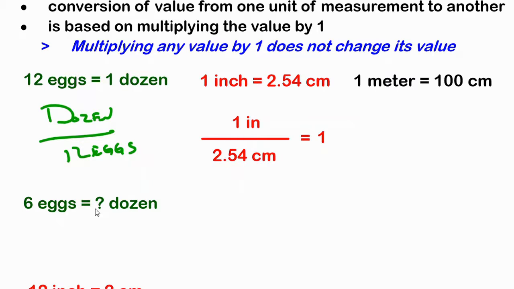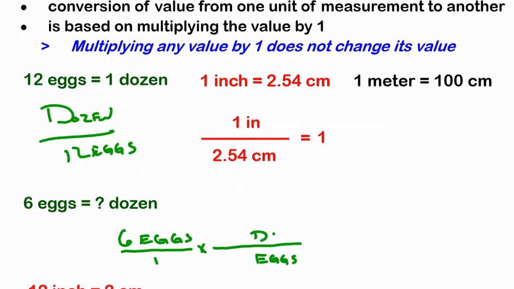And we could do the same thing here. So we could set this up. If I have 6 eggs, how many dozen is that? Well, 6 eggs, I would write this here. I can put anything over 1 and it doesn't change it. Well, I want to know how many dozen it is, so I need to get rid of eggs. So I'm going to put eggs on the bottom. I do this without even numbers at first. Eggs on the bottom and dozen on the top.